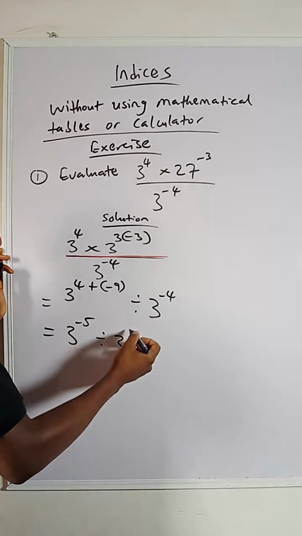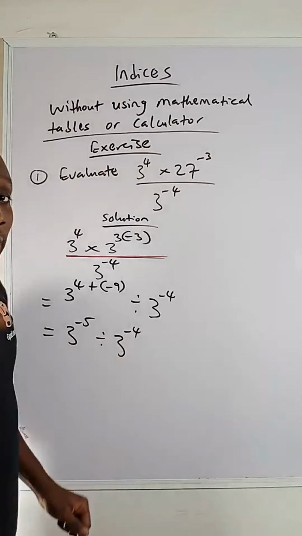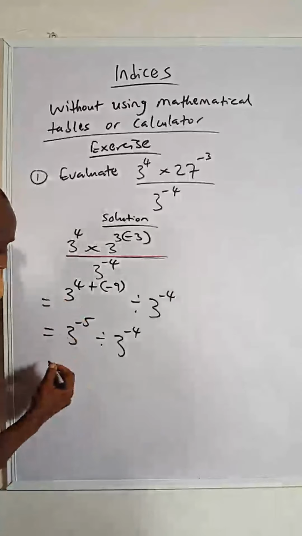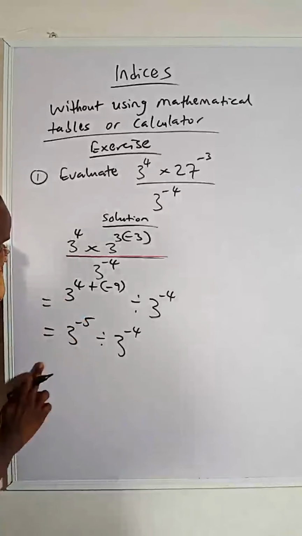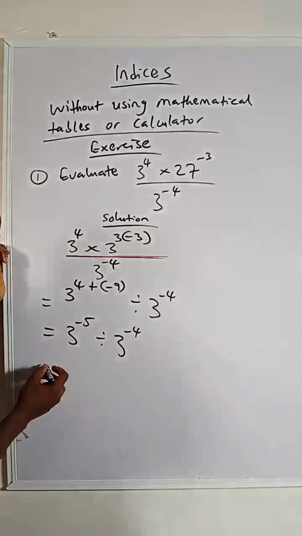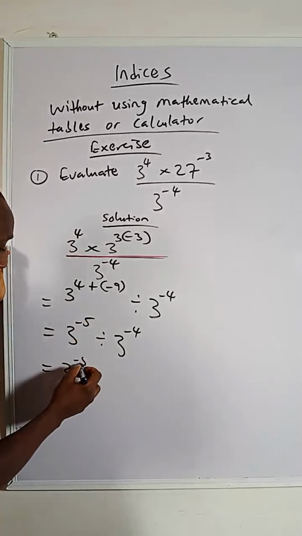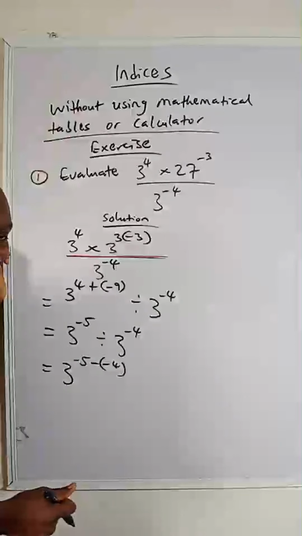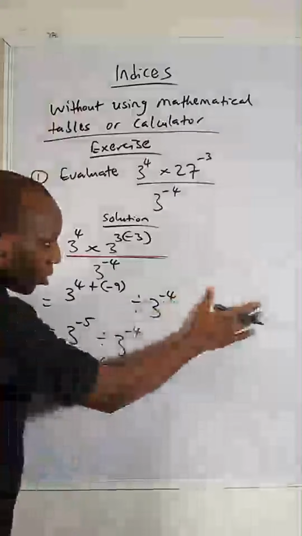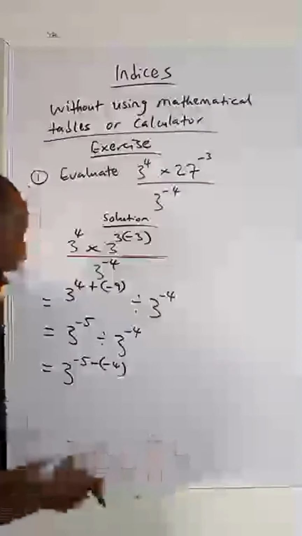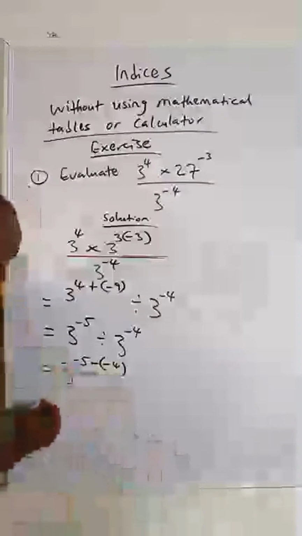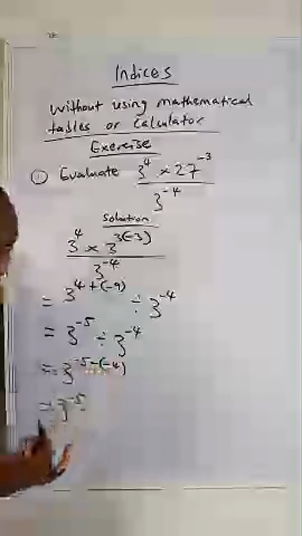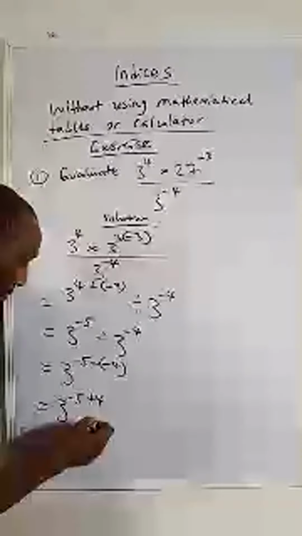What about this? 3 raised to the power of negative 4. We now want to use the division law of indices. So we are dividing. What do we do, people? We are going to subtract their exponent. So that will be 3 raised to the power of negative 5 minus then minus 4. Are you with me? It seems there's an issue with that answer. Okay. So this is 3 raised to the power of negative 5. Minus times minus is plus, so that's plus 4.